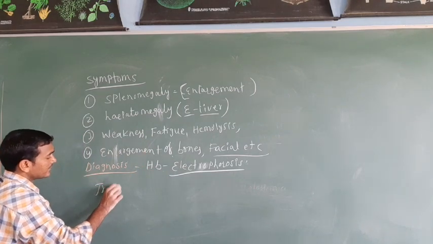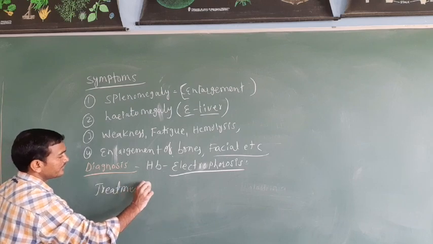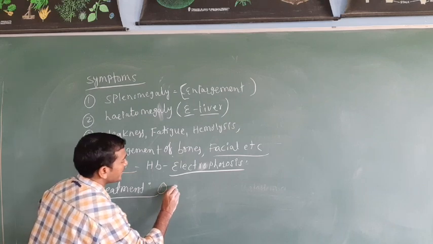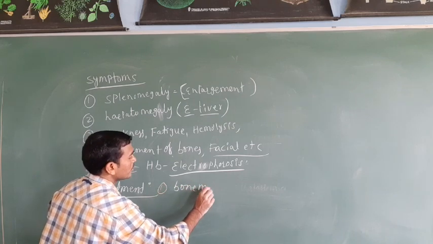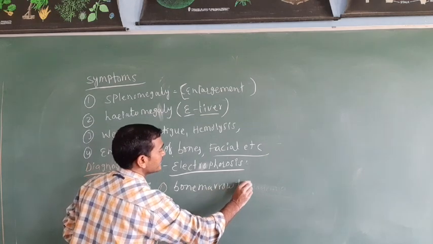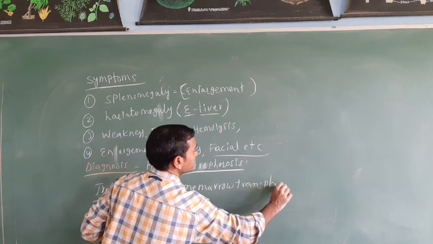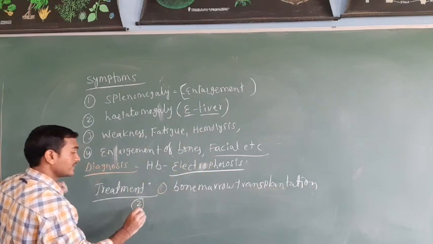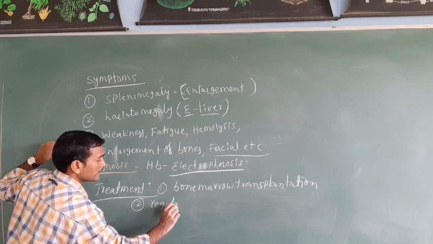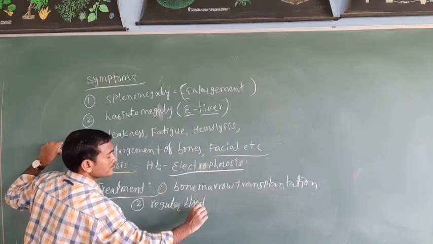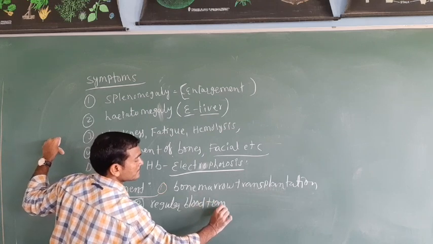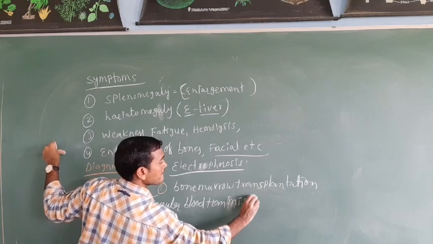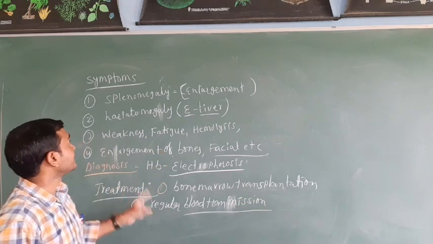What is the treatment of thalassemia? The first one is bone marrow transplantation. The second one is regular blood transfusion. So this is about the diagnosis, treatment and symptoms.